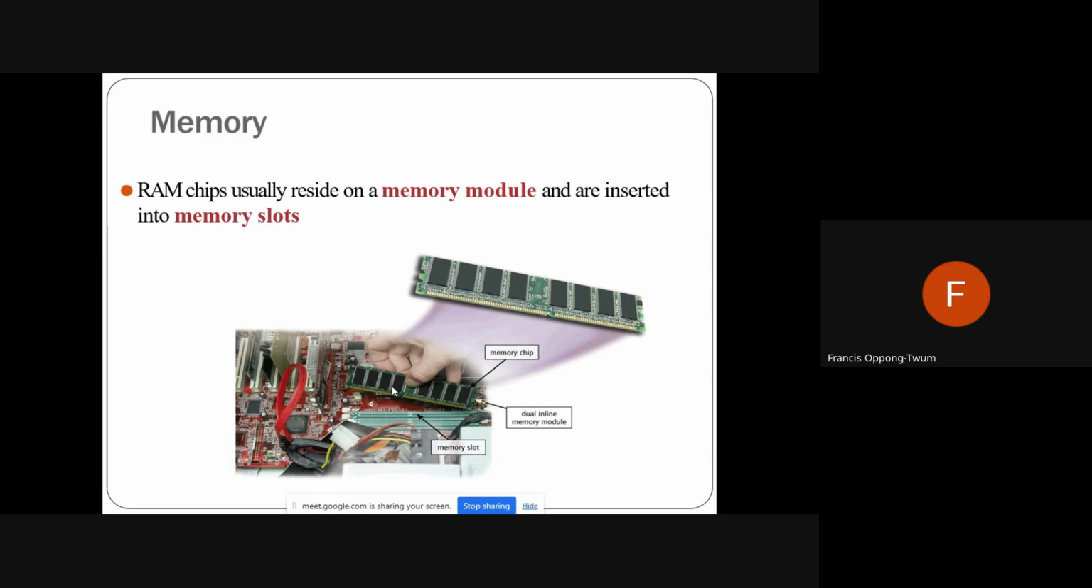Please, have you all seen the image on the screen? That's the RAM. Have you all seen it? Hello, have you all seen the picture? Yes, sir.